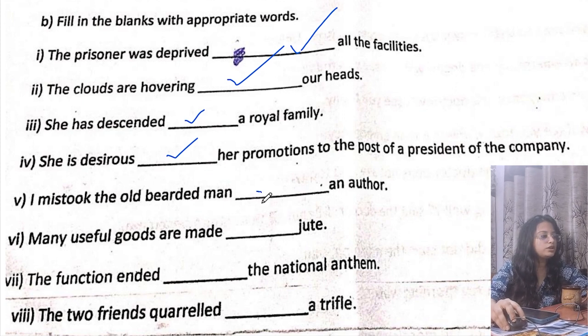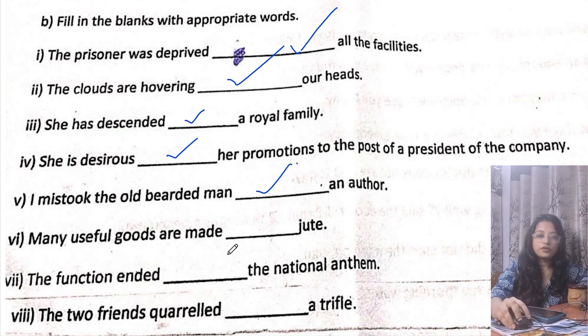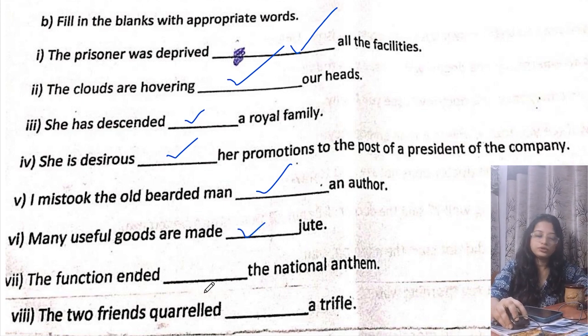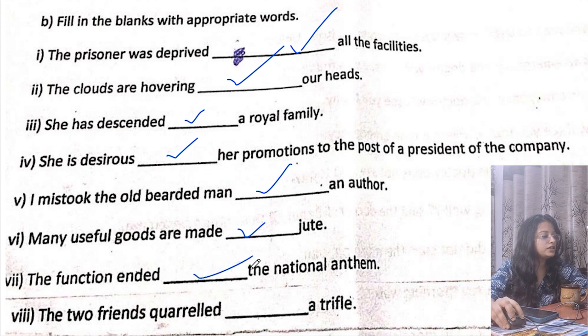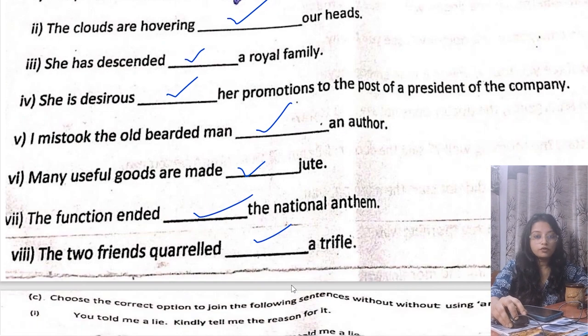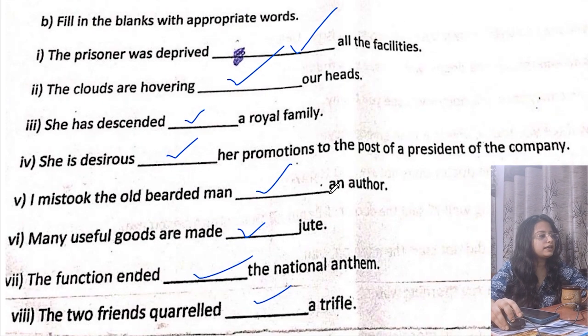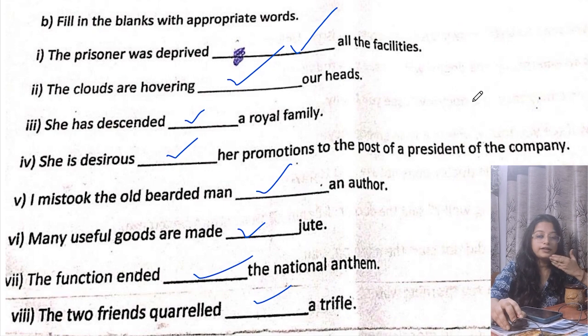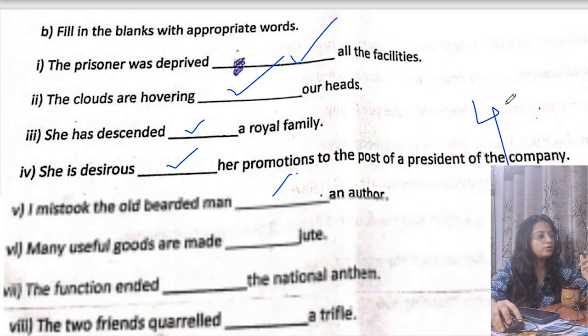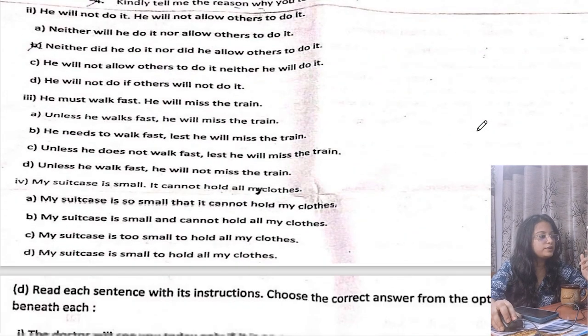I mistook the old bearded man for an author. Many useful goods are made of jute, from jute, both are correct. The function ended with the national anthem. The two friends quarreled over a trifle. Over. So this is all the 8. So out of 4, you will write to me how much you have scored. This is out of 4. And this one is again out of 4. So 4, 4, 8 we have got here.